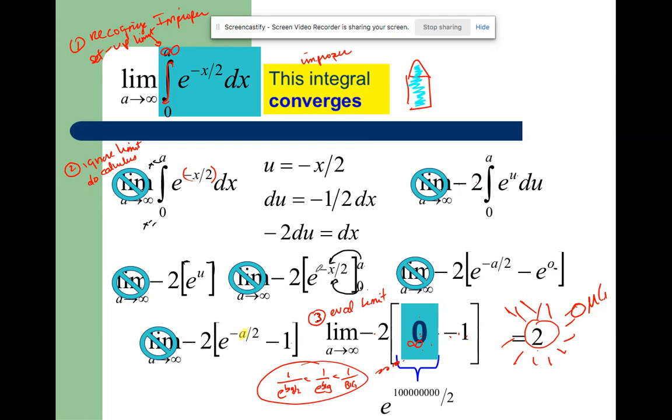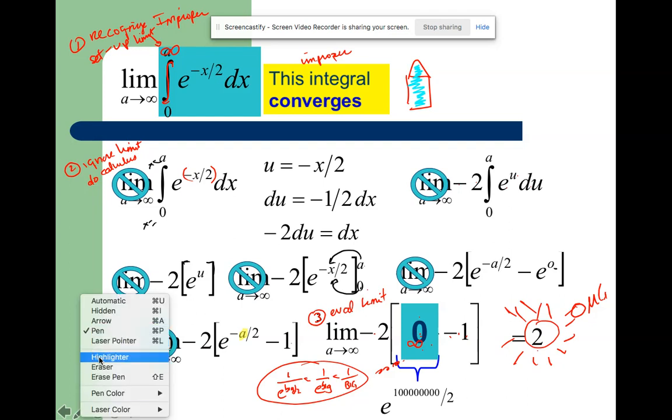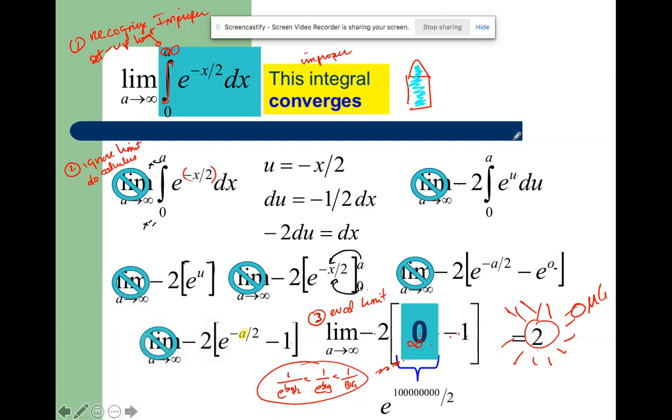Stays in the house, okay? Notice that, side note, I hope it doesn't take too much imagination for you to say that this improper integral busts out the house, right?